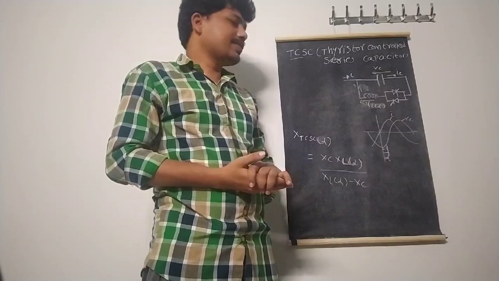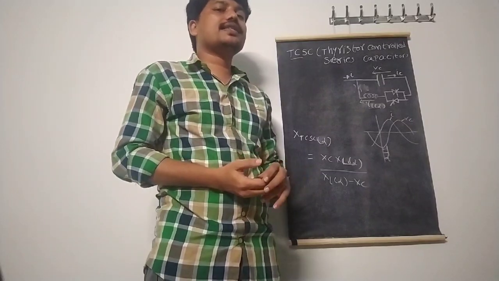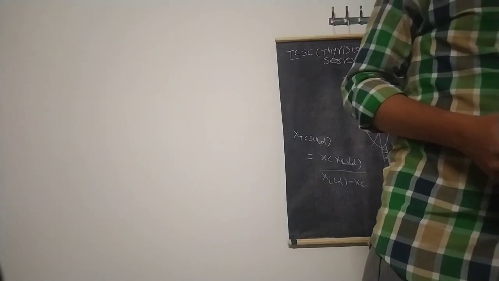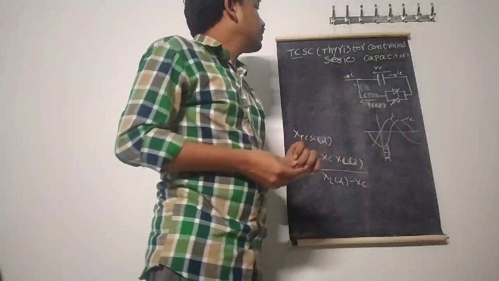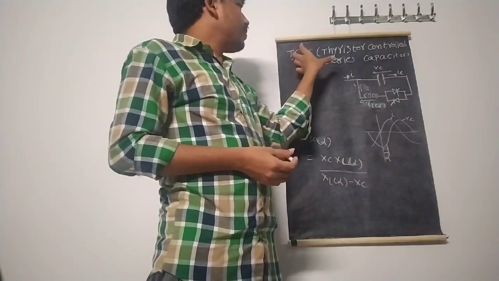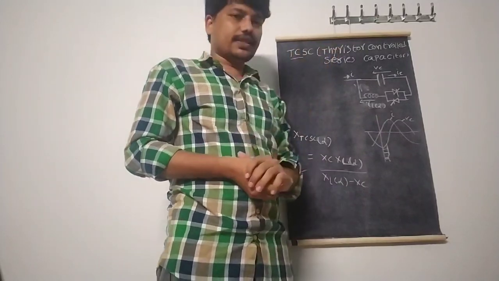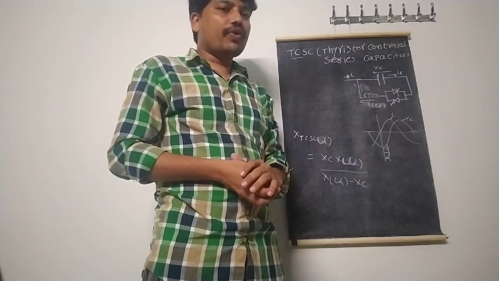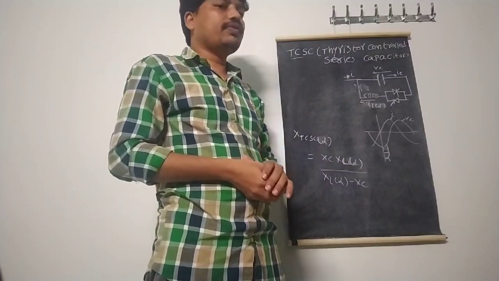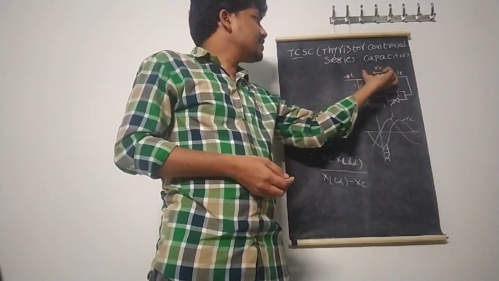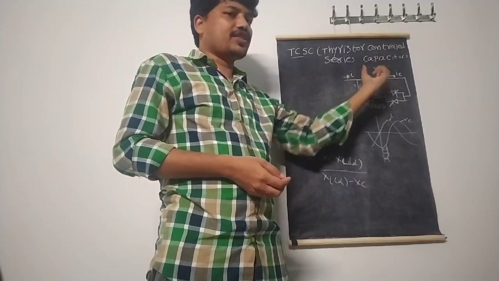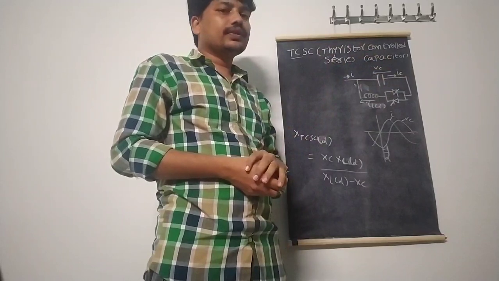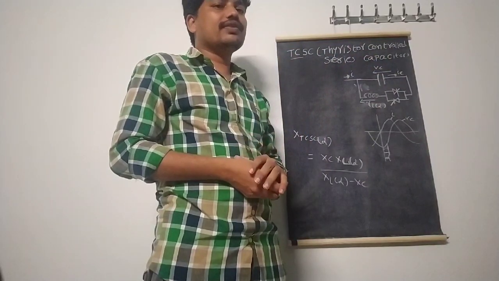Today we are going to discuss the TCSC, that is the thyristor controlled series capacitor. We can control the power flow in the transmission line by inserting one series capacitor in series with the transmission line. That's what a series capacitor is. The entire series capacitor is connected.